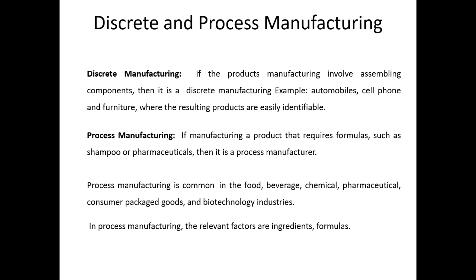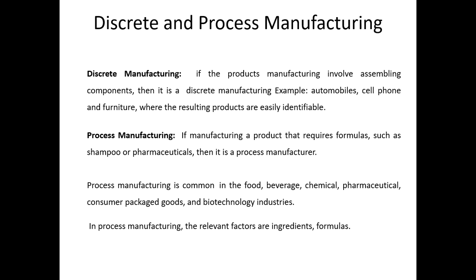So when we consider manufacturing, the manufacturing company can be of two types. One is discrete manufacturing and another one is process manufacturing. In discrete manufacturing, if the product's manufacturing involves assembling components, then it is called discrete manufacturing. Examples are automobiles, cell phones and furniture, where the resulting products are easily identifiable.